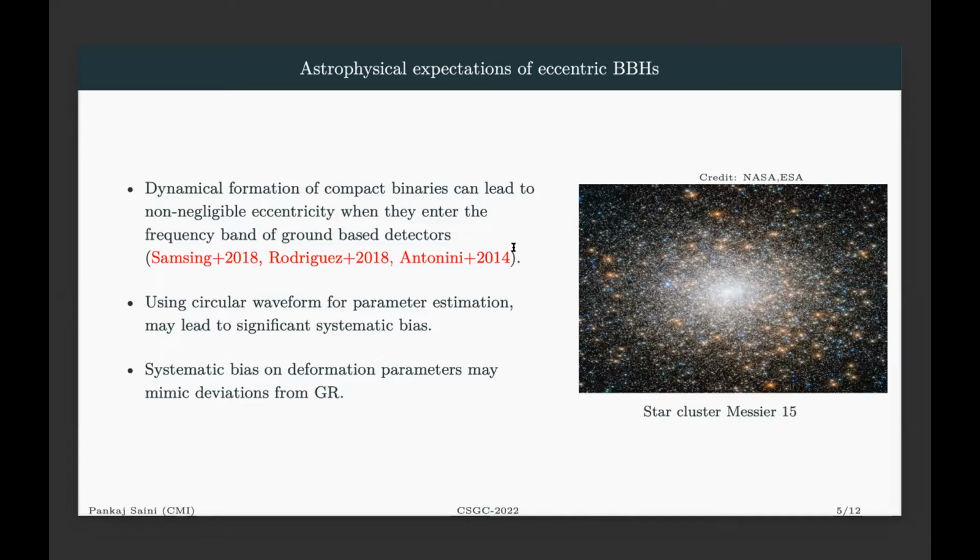And they claim that a good fraction of these binaries will have non-negligible eccentricity when they enter the frequency band of these detectors. And if we use quasi-circular waveforms for doing the parameter estimation for these highly eccentric binaries, this will introduce systematic errors in the estimated parameters and the deviation coefficients. And the systematic bias on these deviation coefficients may mimic deviations from GR, which will lead us to falsely claim a deviation from GR.